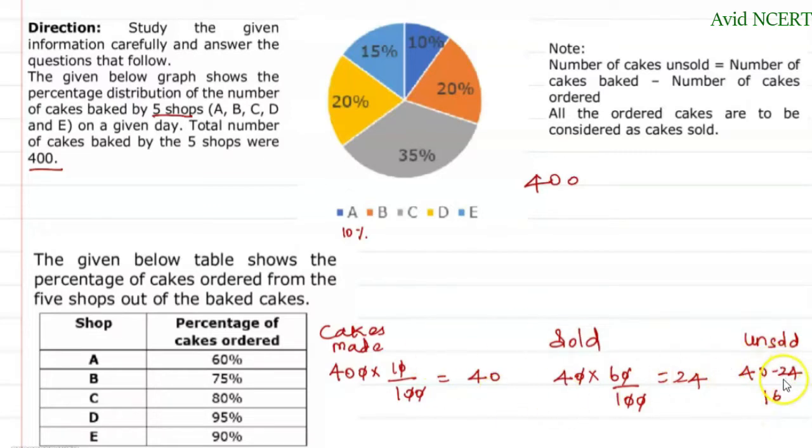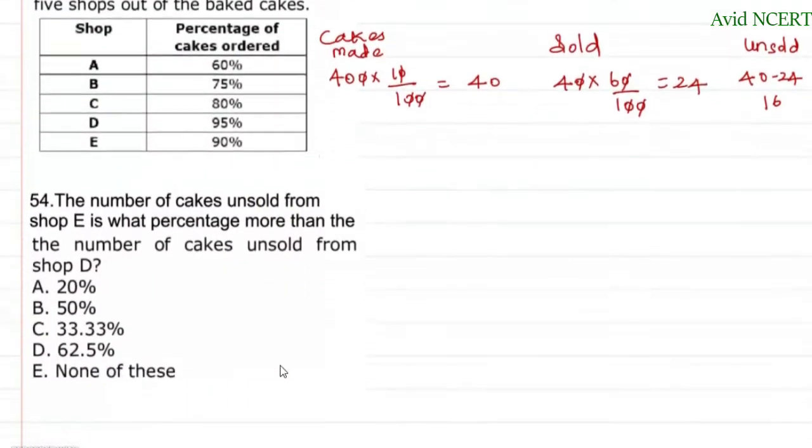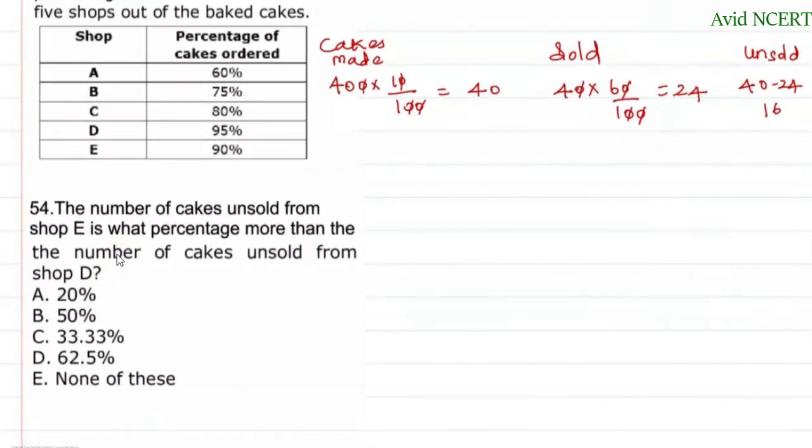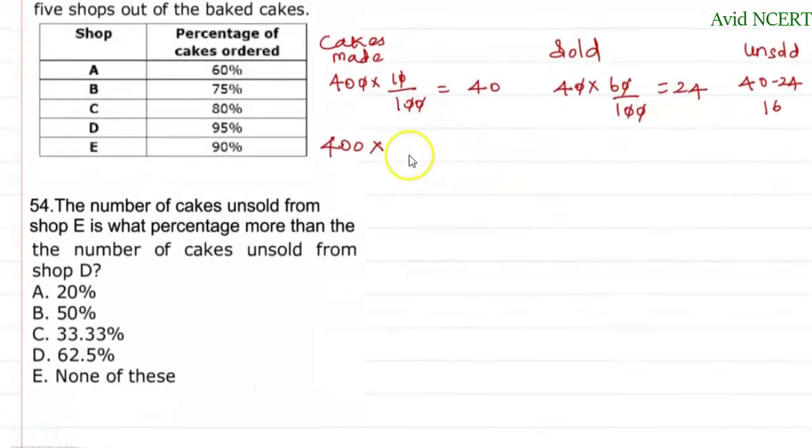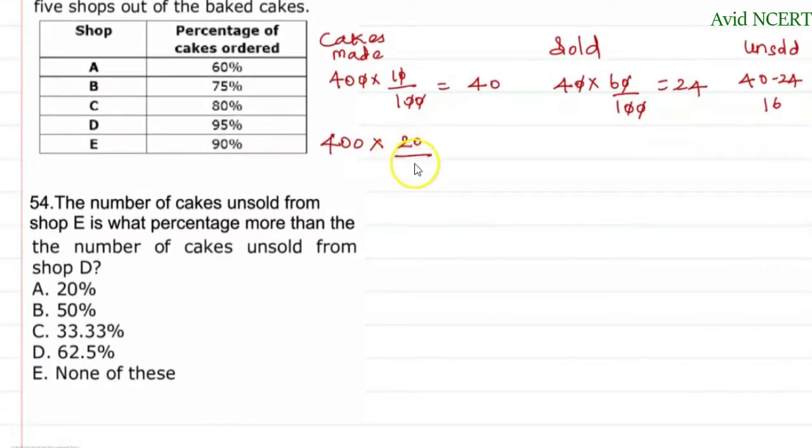So this is the data we are going to find for the rest of the shops, before solving this problem. Now for B, first let's find the number of cakes they made, which is 400 times 20 by 100. The zeros cancel, which is 40 times 2, which is 80. The number of cakes made by shop B is 80.